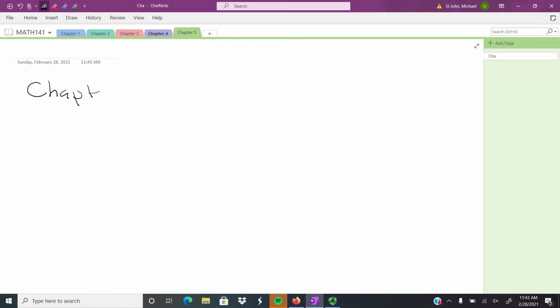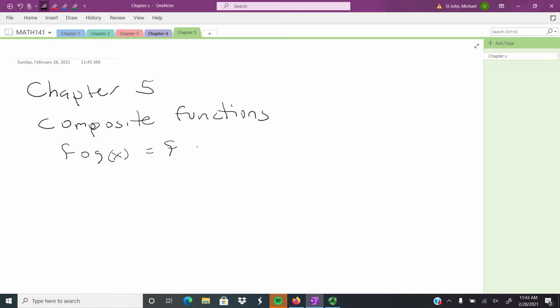Chapter 5. And this will be the last chapter for the 141 class. So first off, composite functions. So you have in terms of f of g, which is f of g of x. And then you could have g of f, which is g of f of x.